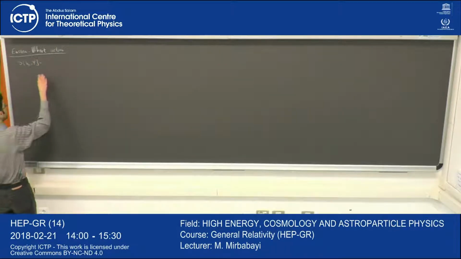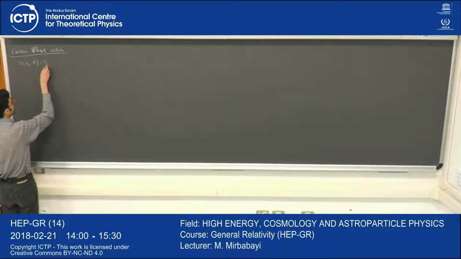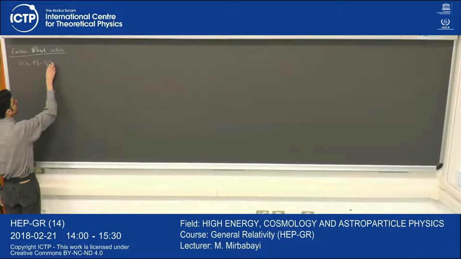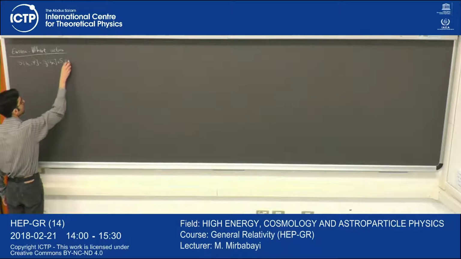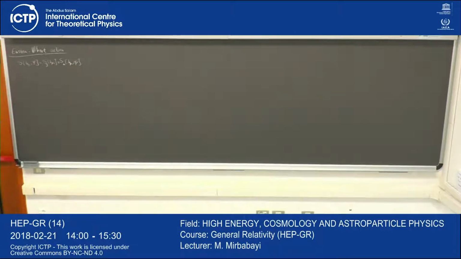We divided it into two parts: the gravitational part, that is only an action for h mu nu, and the matter part, that is an action for h mu nu and the matter field. And we discussed the matter action. We found what are the rules to construct the action.